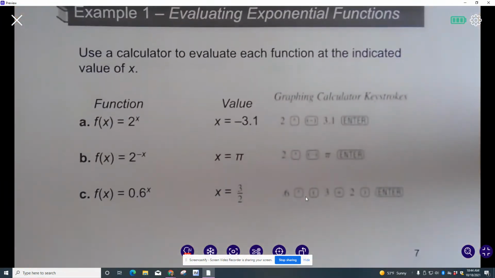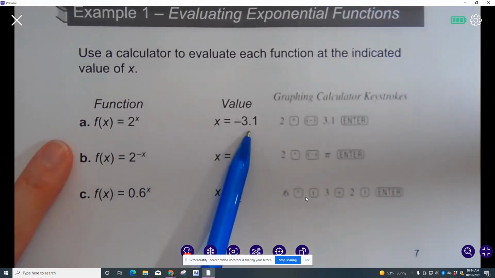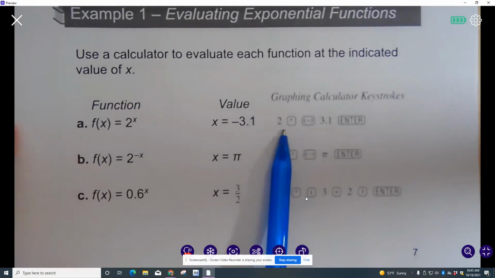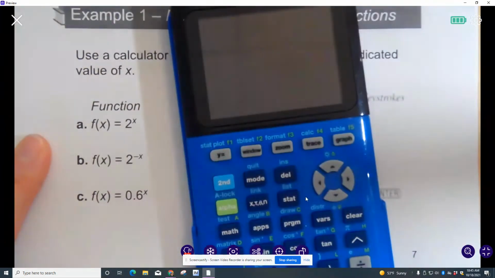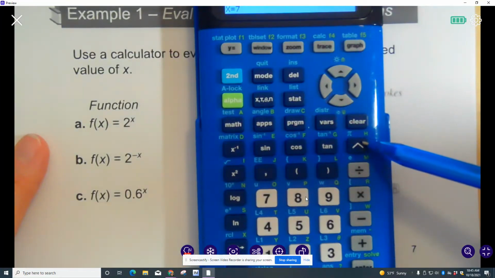So the first thing you want to double check is make sure you can put these into your calculator. So this is the function. We're substituting in the value, negative 3.1. And so this is your calculator step. So 2, I'm just going to show you actually on my calculator. This is how you're going to do your exponent.